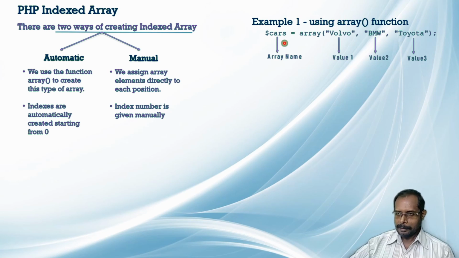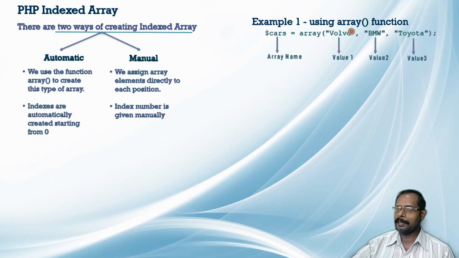And what internally happens is, Volvo is assigned to $cars[0], BMW is assigned to the same array cars but at position 1, and Toyota is assigned to the same array cars but at position 2.